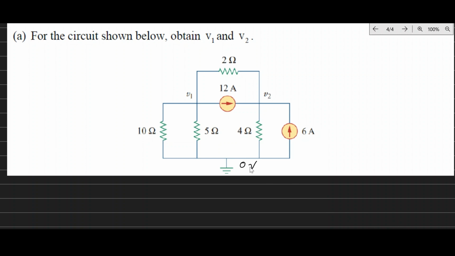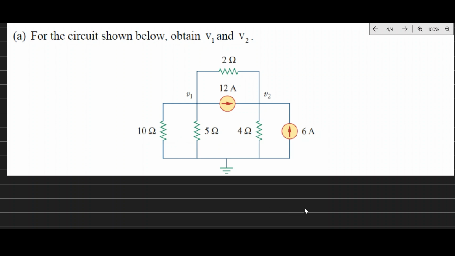Once you know the nodes, you assign them voltage names. So this is V1 corresponding to node number 1, V2 corresponding to node number 2. Next, you apply KCL on those nodes. These nodes whose voltage is not known are called non-reference nodes.